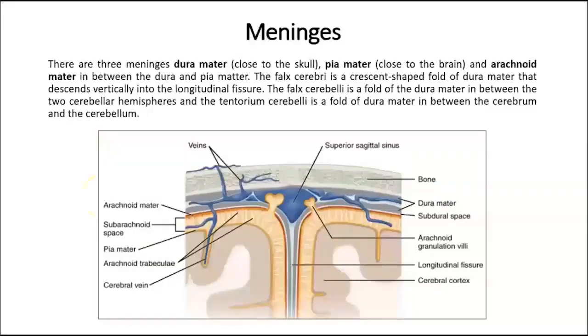The meninges are going to be the dura mater, arachnoid mater, and pia mater. Pia mater is the one that is the closest to the brain, arachnoid mater is in the middle, and the dura mater is the one that is closest to the skull. And they all are going to cover the brain, not only the brain, but also the spinal cord.